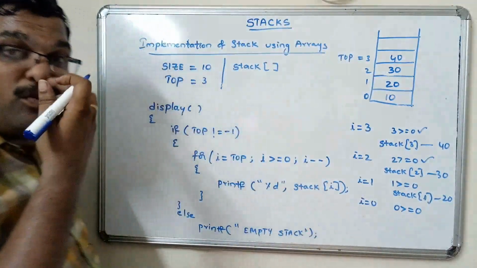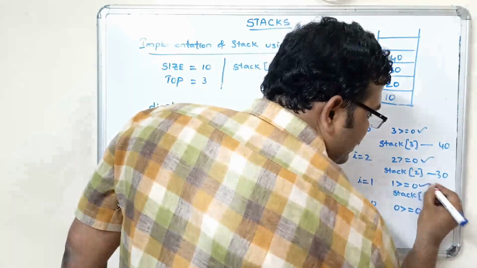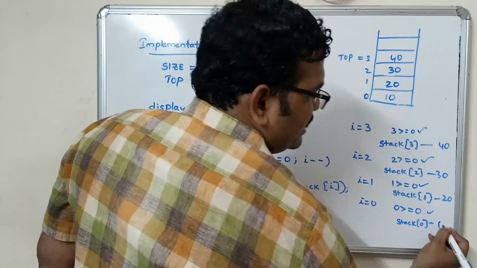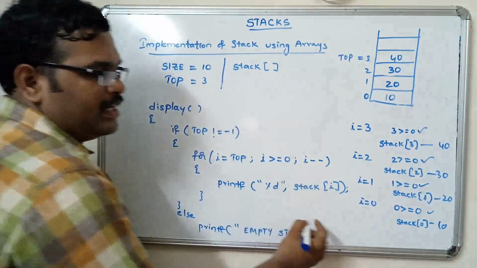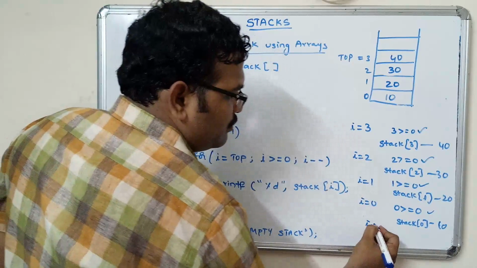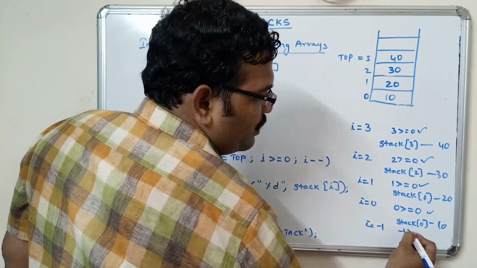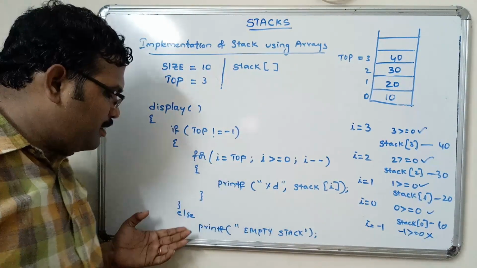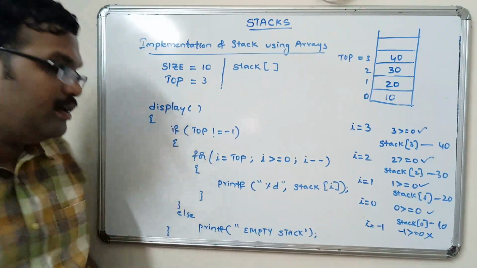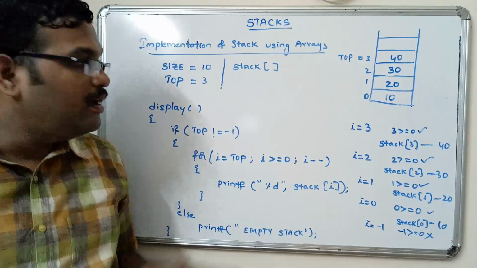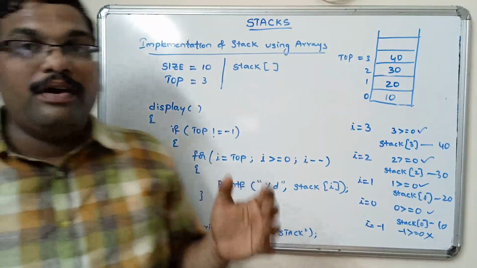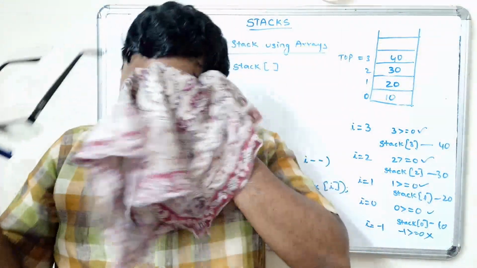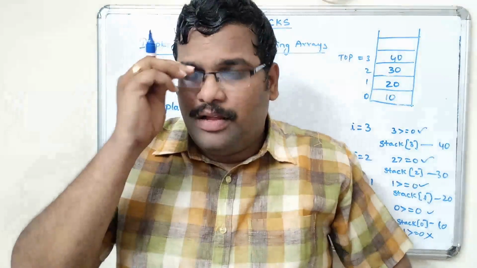Here we are using the is equal to also. So that's why still the condition is true. So stack of 0, that is 10 will be printed. Again i minus minus, i is equal to minus 1. Minus 1 greater than or equal to 0, condition fails. It comes out of the loop and it ends the display function. Right? So hope you understood this one. Simple logic for push operation, pop and display operation.